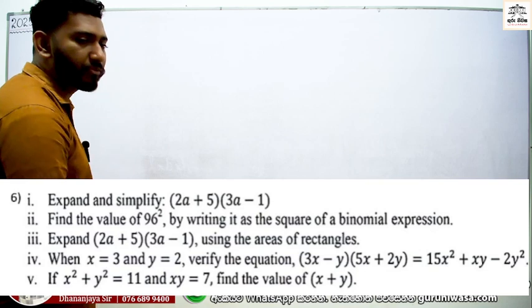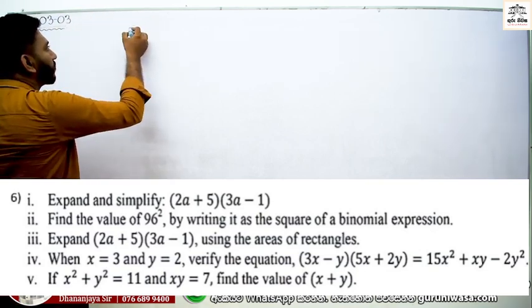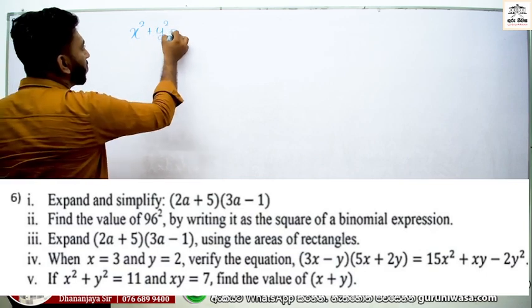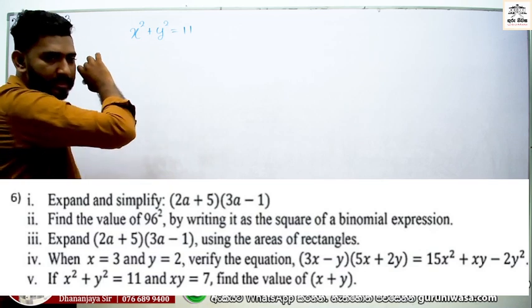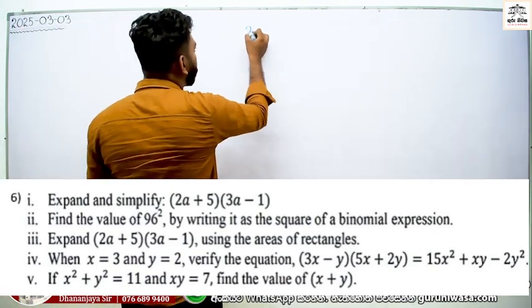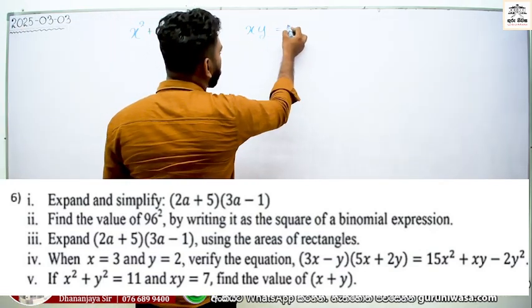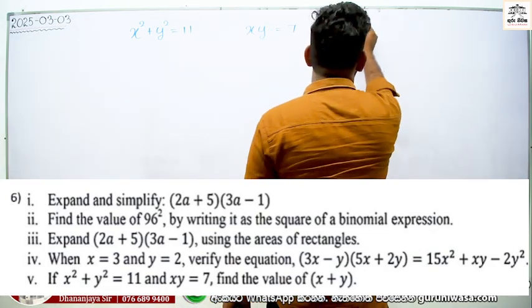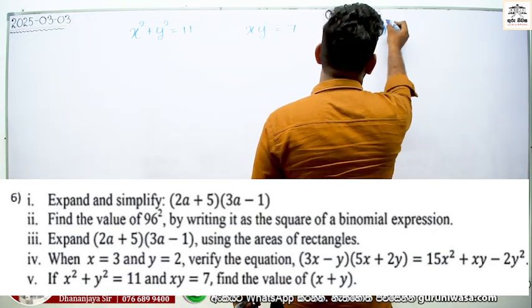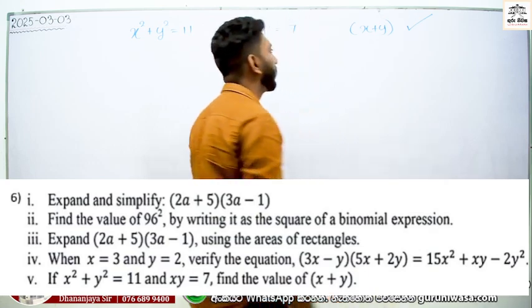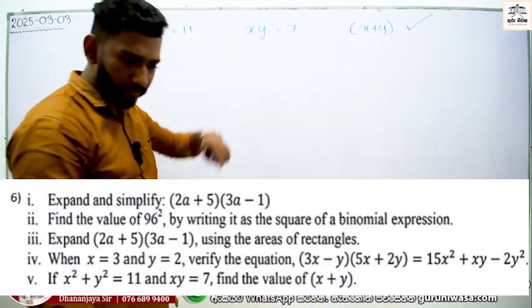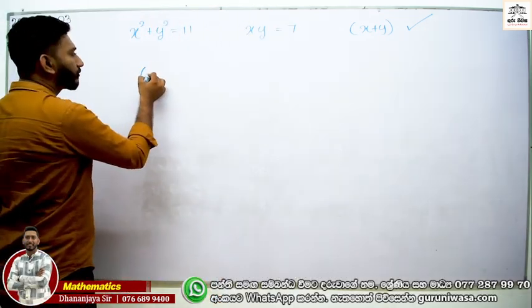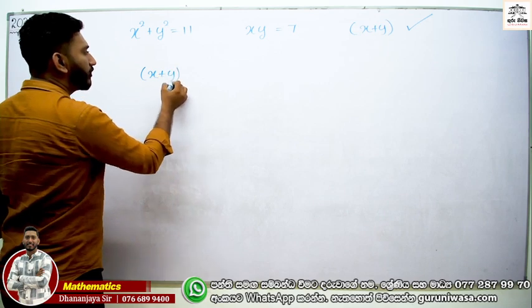X squared plus y squared equals 11. And xy becomes 7. Find the value of x plus y. Now look at the details. Here is x plus y. Therefore, you need to write the expansion of x plus y to the power of 2.